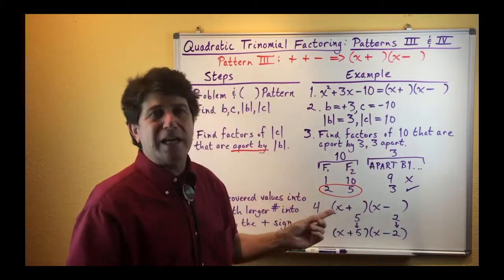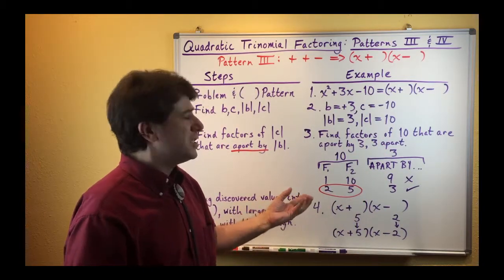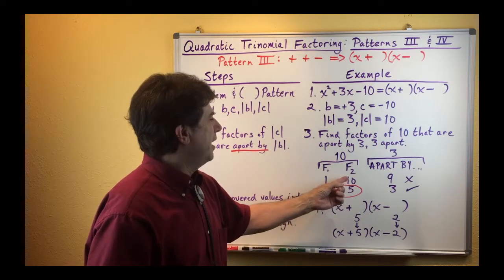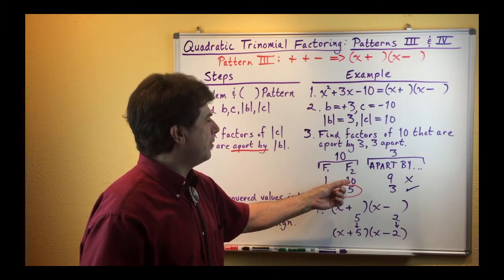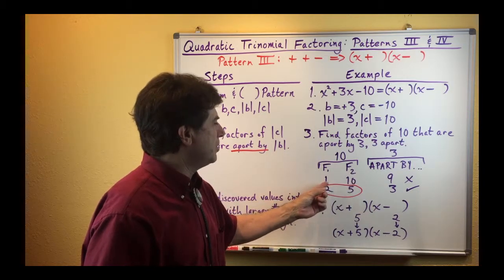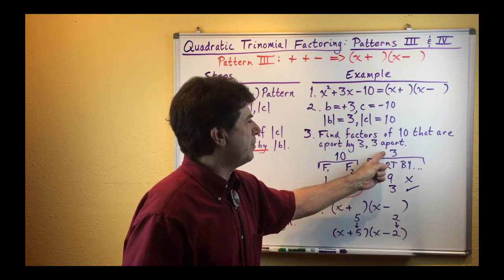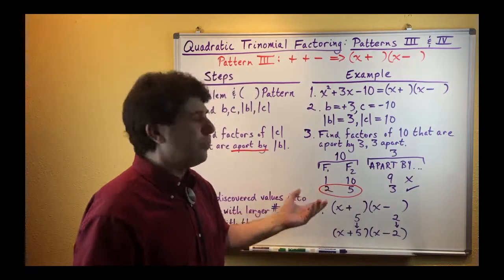We start out, as we did before, looking at the easiest factors to think of. 1 times 10 gives you 10. How far apart are those? 10 minus 1 is 9. That's not what we want. We want factors that are 3 apart. So that's a no. Then you say, what else goes into 10?